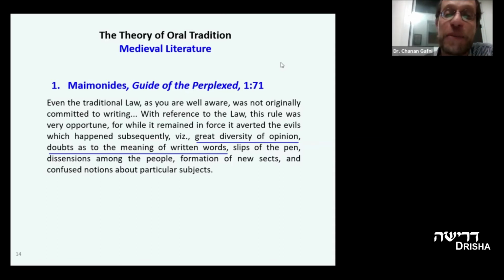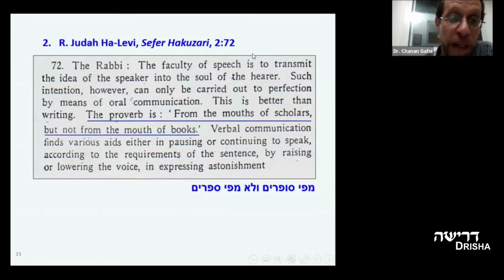So this is essentially what Maimonides is saying, but he was not the only one who was following this direction. Let's look at Rabbi Judah Halevi in his Kuzari. I don't need to talk about him. You all know of him. So what does he say? In one of the texts, the rabbi is referring to the concept of oral law, and he says the following words.